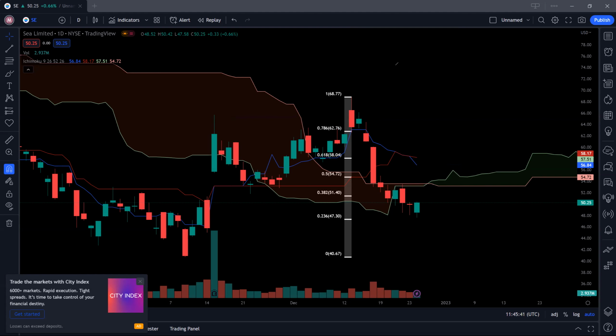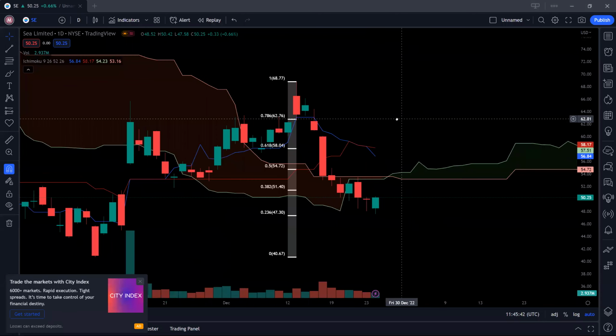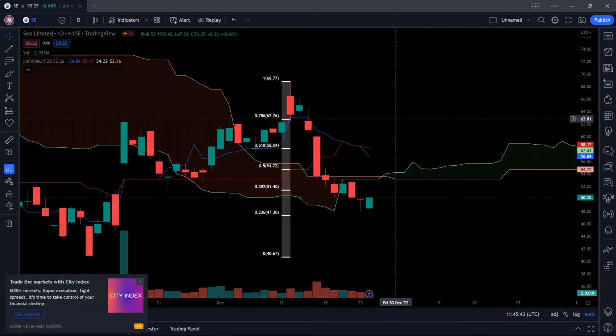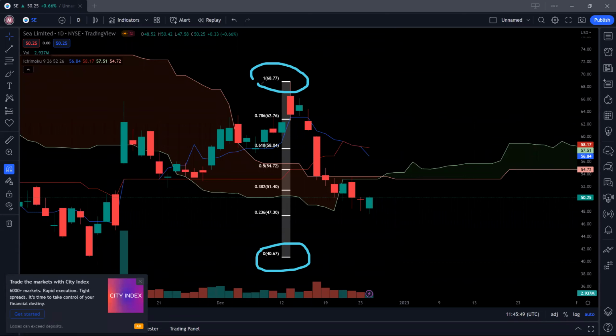So let's take a look at the Fibonacci supports on the way down. From its recent low of around $40 to a recent high of around $68, $69, we are looking towards the last Fibonacci support at 23.6% at 47.30. And just yesterday, we came close to it and we saw very much like a rebound. But I'm not exactly hopeful here.